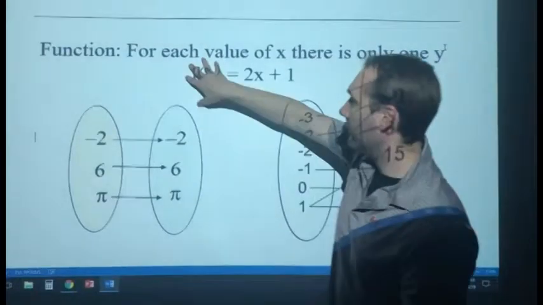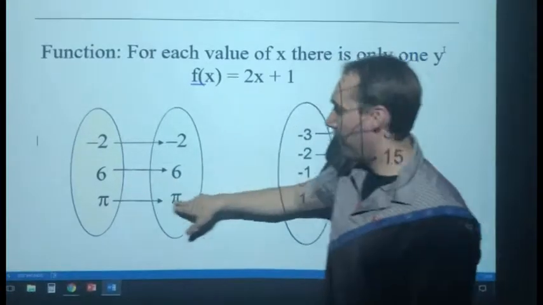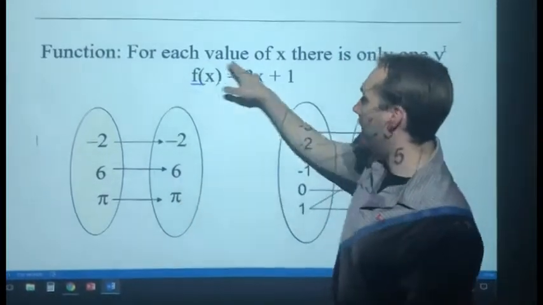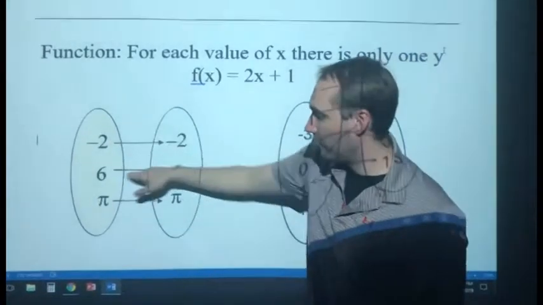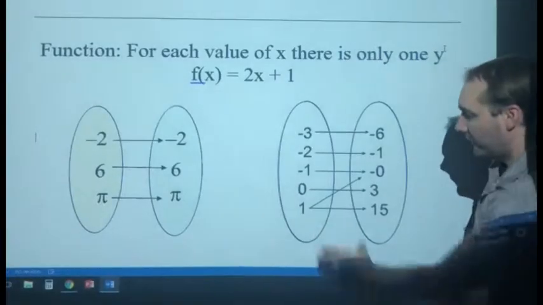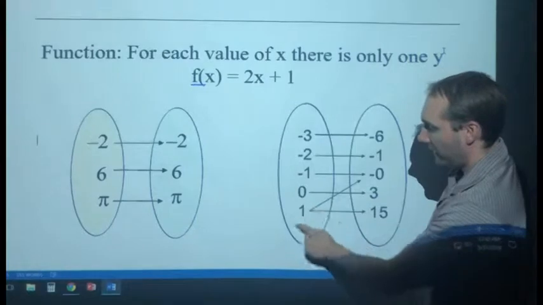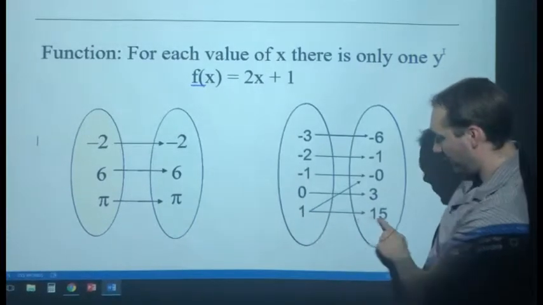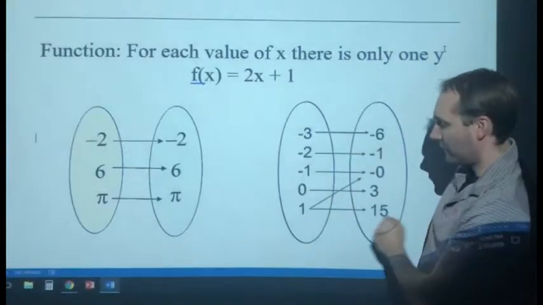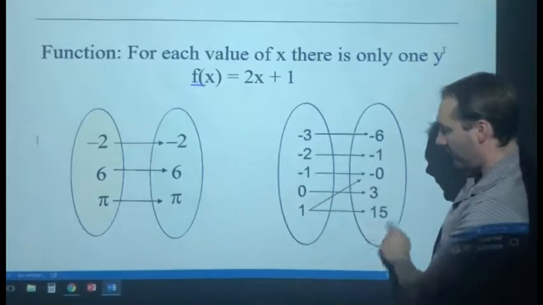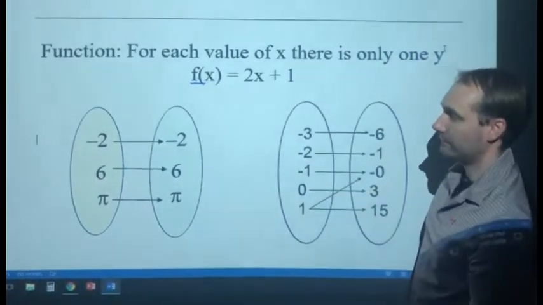So as I plug in maybe -2, I could get -2 out, plug in 6, pi. Our standard definition is for each value of x, I'm going to only get one y. It's going to be a 1 to 1. Now notice this one out here is not a function. I'm getting 1 to 1 here, but what happens when I plug in 1 into my function? Well, I get two values, a 15 and a -0. Can't have that as a function. One input should only have one output. This is not a function.